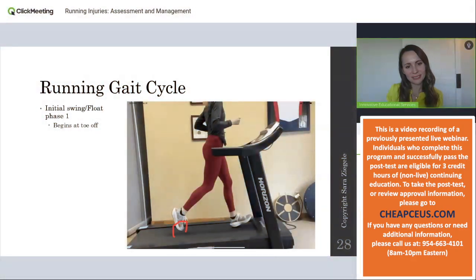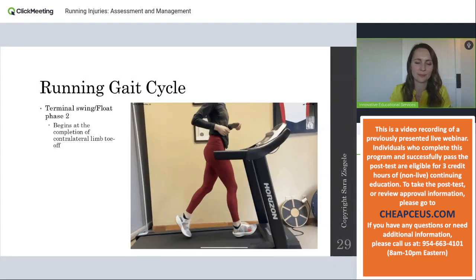And then our float phase, you can see here, the toe has actually left the treadmill. There's some space there, and the opposite limb is yet to hit the ground. So that would be considered our float phase 1 or initial swing, followed by our terminal swing or float phase 2. So that foot is now pre initial contact, still floating above the ground.